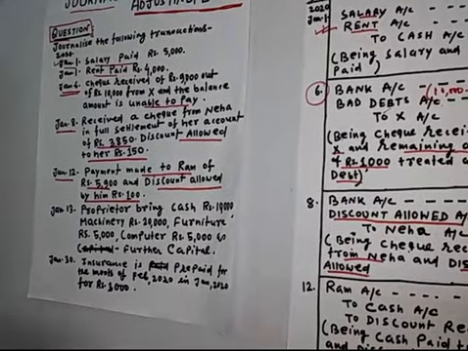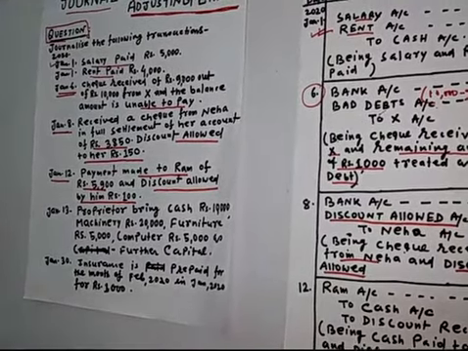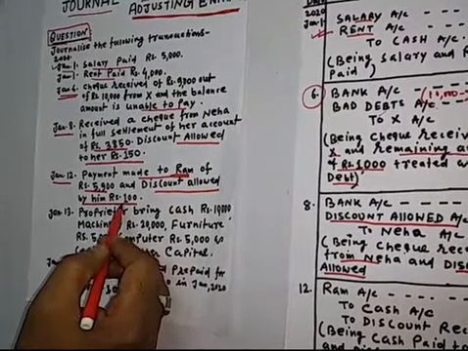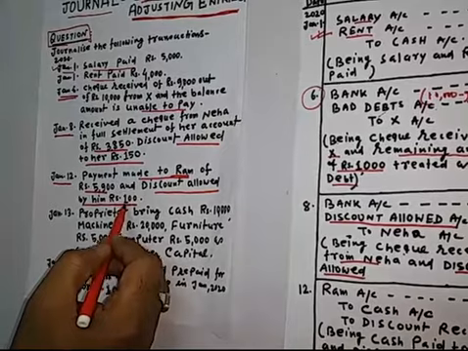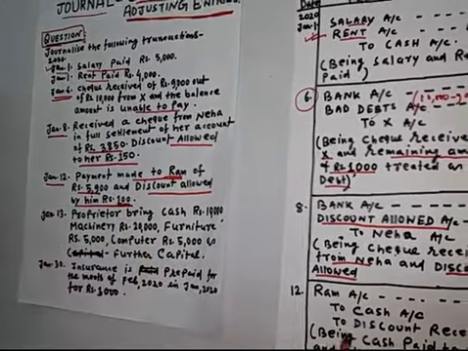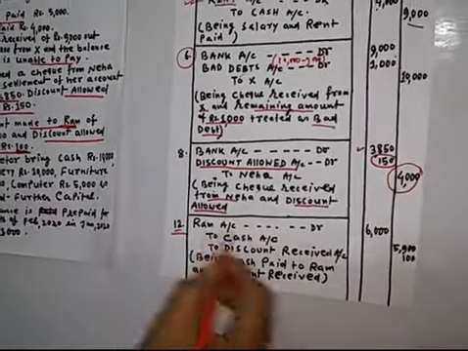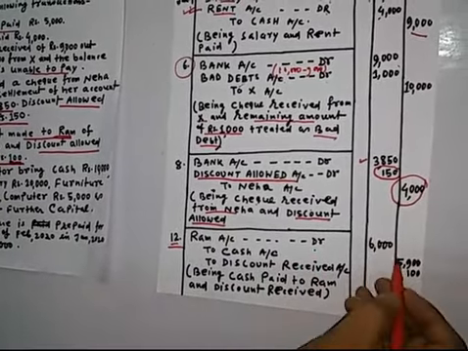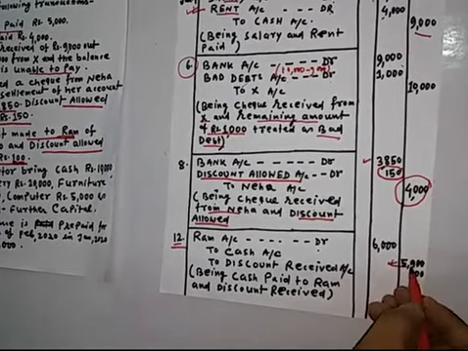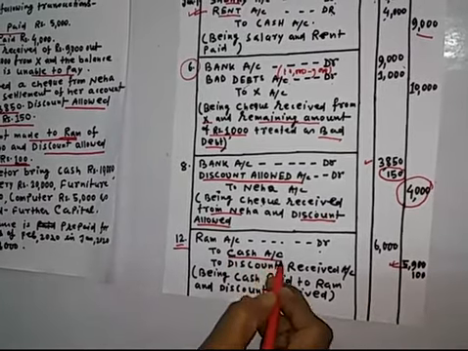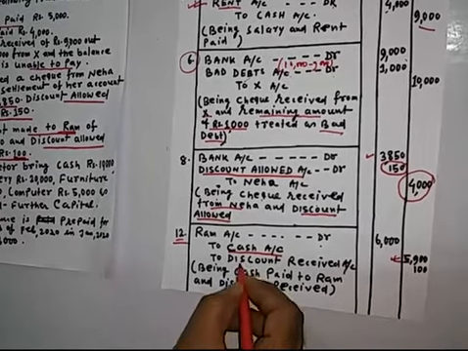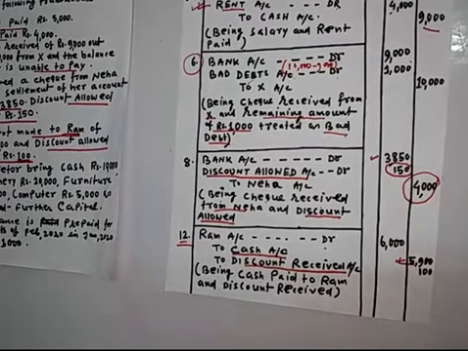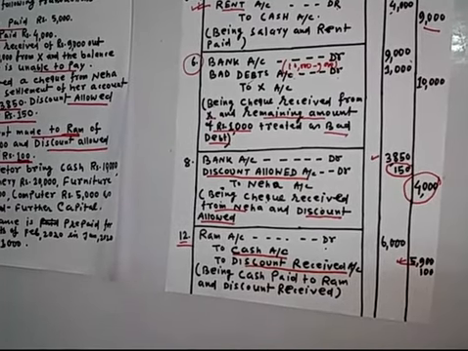5,900 plus 100. When you are paying 5,900 to Ram, then you are getting a discount. This is the discount received. So here you see the transaction. Ram account debit, because you are paying the amount to Ram. How much are you paying to Ram? 5,900. This is to cash account, and you are getting discount received. So that is one, discount received, 100 rupees, is the income.